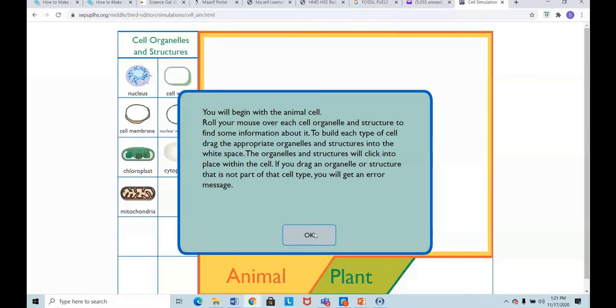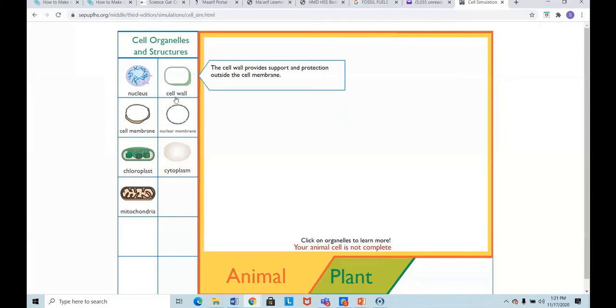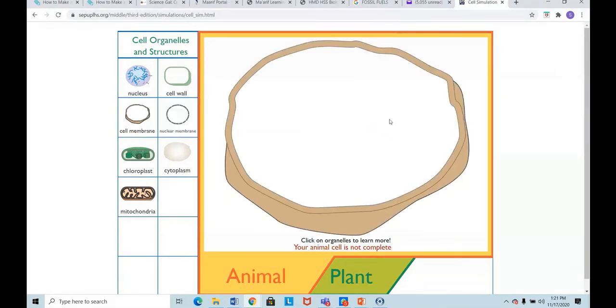Okay. Also, quickly we need to drag the parts of a cell. First, we can construct an animal cell, and then we'll construct a plant cell. So you will tell me the parts of an animal cell, and I'm going to drag it first. Which is the part which comes first in an animal cell? Cell membrane. Excellent. So let's drag the cell membrane here.